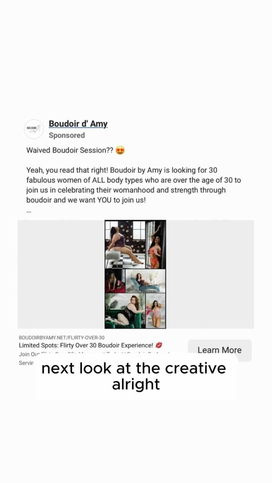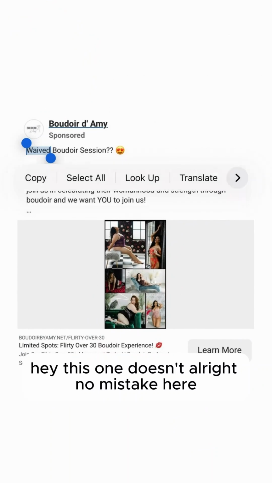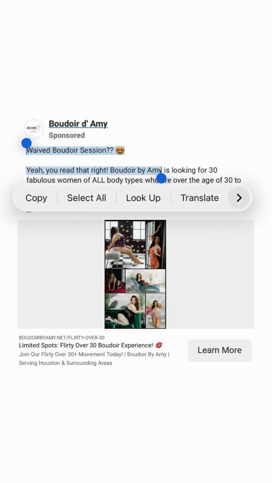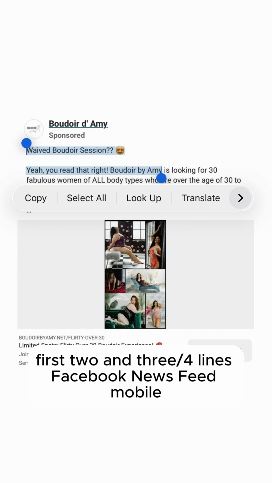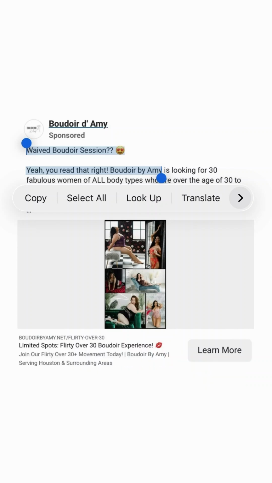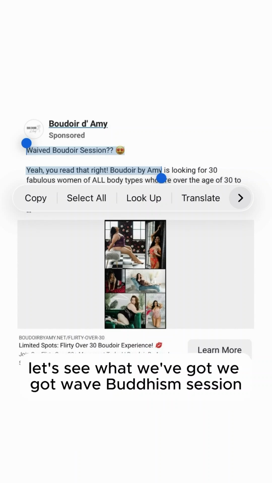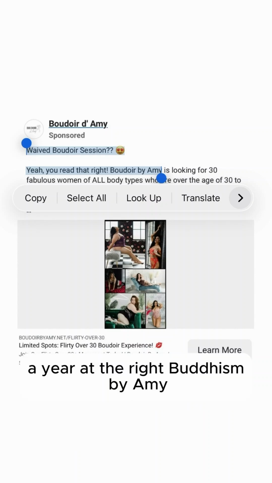Next, we'll look at the creative. All right, hey, this one doesn't. All right, no mistake here. Next, we'll look at the see more headline, the first 2 3/4 lines, Facebook newsfeed mobile. So let's see what we've got. We got Wave Boudoir session. Hey, you're the right, Boudoir by Amy.